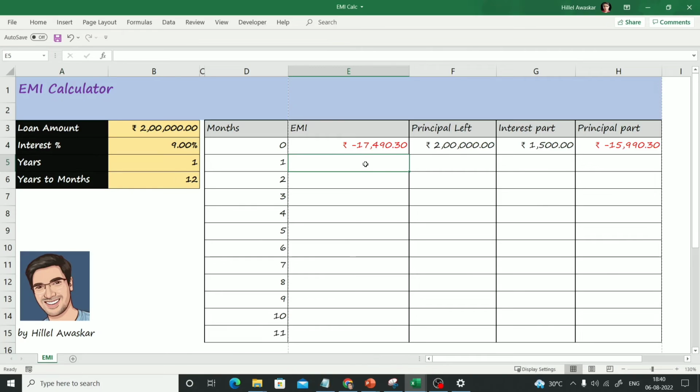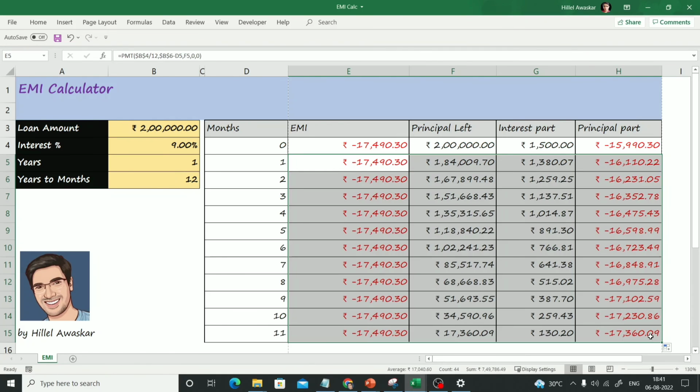So now what would be your second month principal? It would be your 2 lakh minus, let's do a plus, and whatever the principal that you have already paid. Okay. Now I think your formula should work pretty well. Yeah, here you have, and your interest should also work pretty well. Just copy over the entire line for all the months.